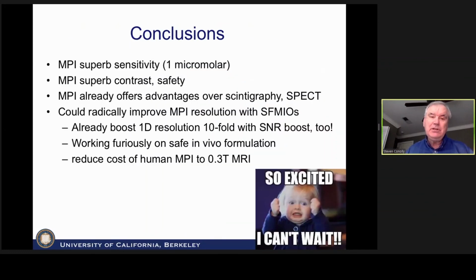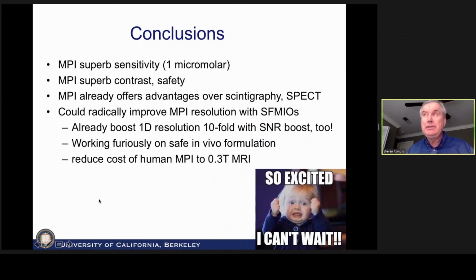So in conclusion, MPI has really superb sensitivity, already 1 micromolar, superb contrast and sensitivity. It already is competitive in many ways with scintigraphy and SPECT. And we are working now to radically improve the resolution, the only remaining physics or engineering challenge with MPI. And we're seeing a 1D and 2D resolution improvement of almost tenfold with an SNR boost as well.